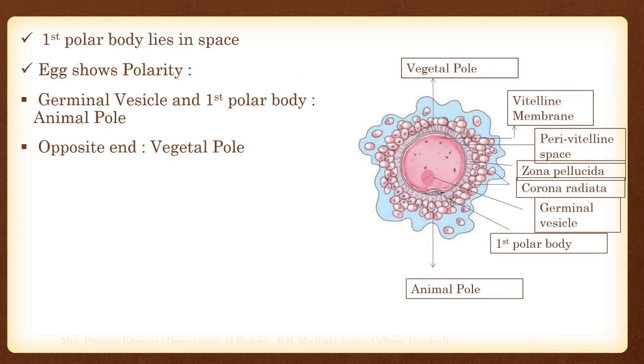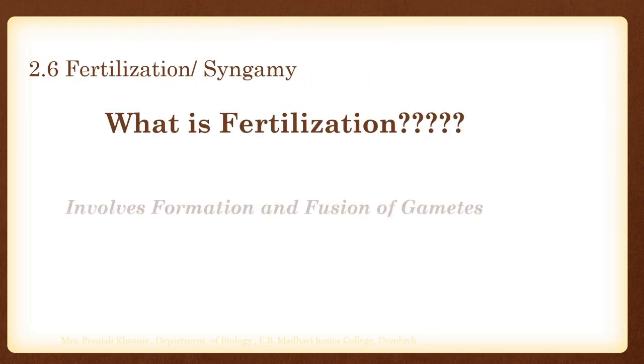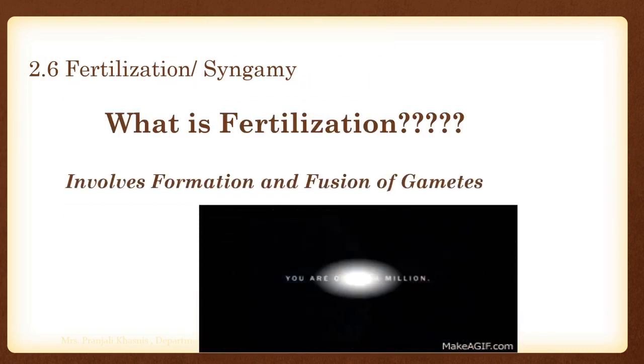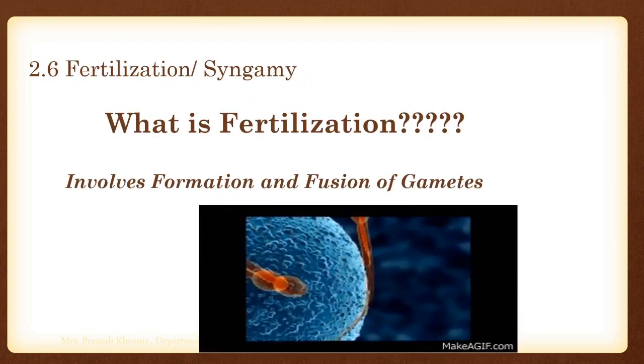The first polar body lies in this space, and the egg shows a polarity. The germinal vesicle and first polar body side is called the animal pole, while the opposite pole to the germinal vesicle is called the vegetal pole. Now let us move to the next topic, 2.c, fertilization, also called syngamy.